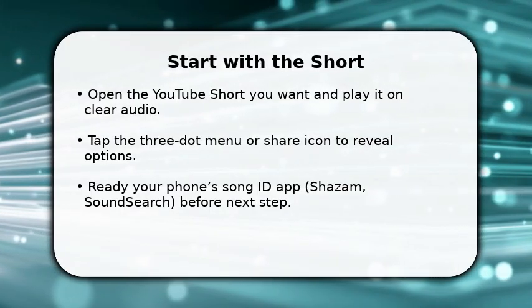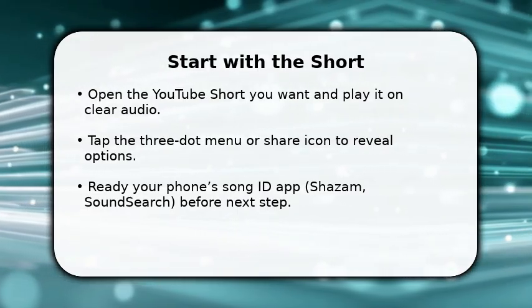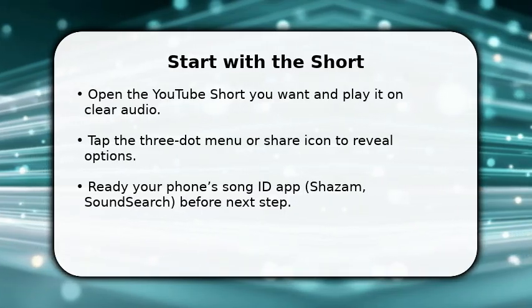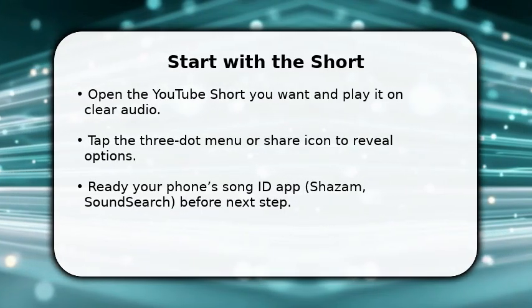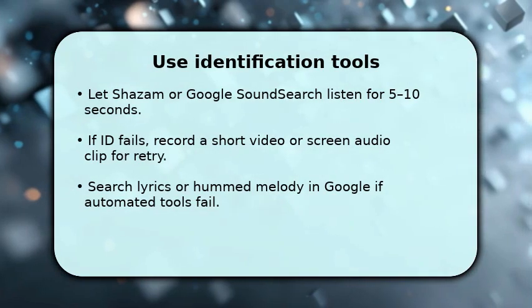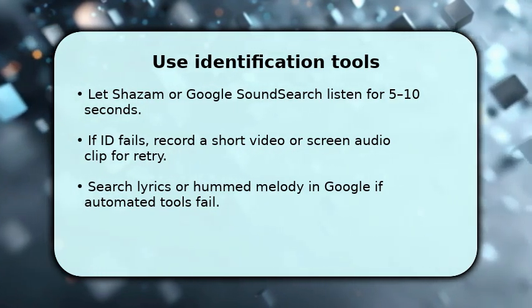If nothing appears, immediately open your phone's song identification tool, Shazam or Sound Search, and let it listen while the short plays. This simultaneous action is fast and reliable, and it avoids background noise that can confuse the ID algorithm. Once you've started the ID app, let it listen for about 5 to 10 seconds. That's usually enough for a confident match.